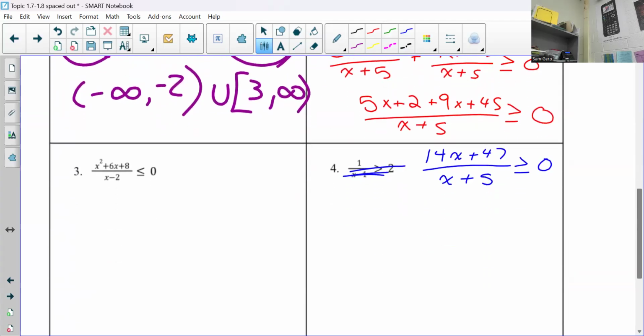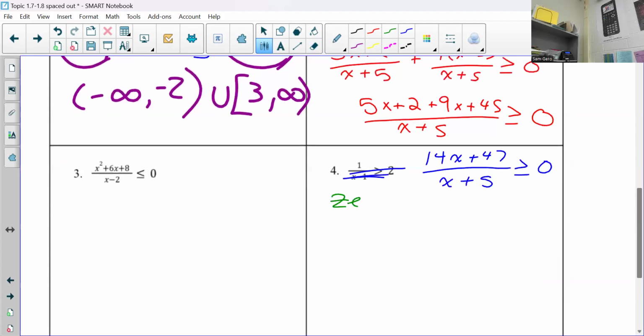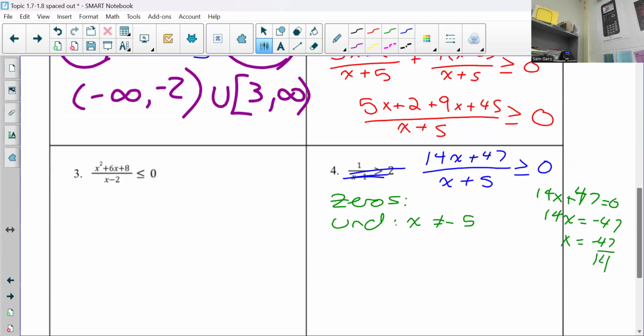All right, so now it's equal to 0. We're good. Now I have to talk about my zeros and my undefined. My undefined is x cannot equal -5. My zeros: 14x plus 47 has to equal 0. So 14x equals -47, so x equals -47 over 14.